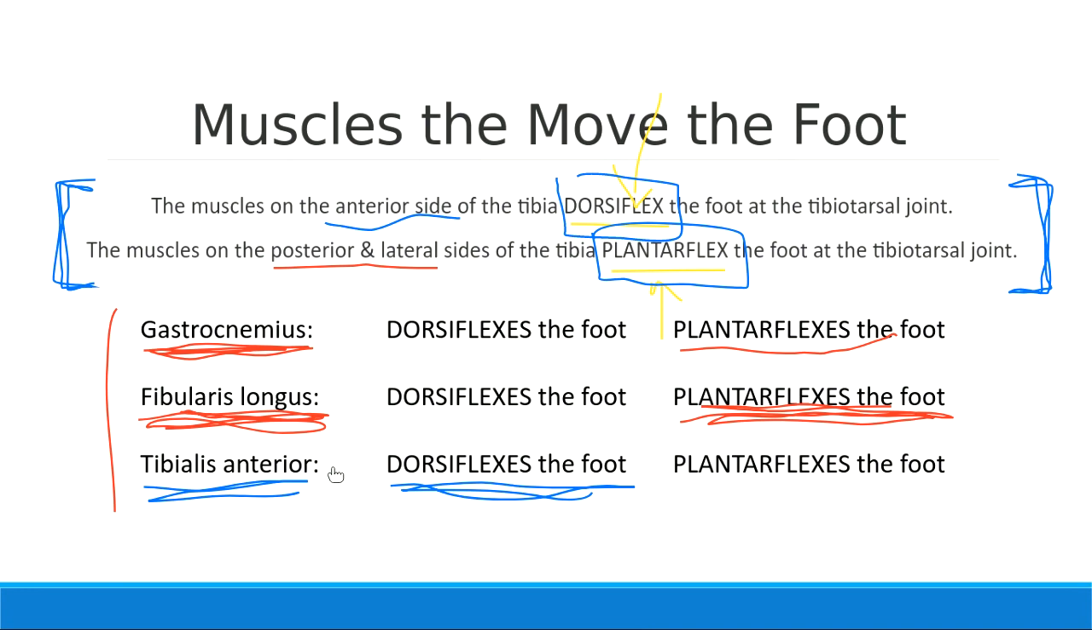So we're looking to see, am I moving the femur? Am I moving the tibia? That's what's going to help me to know which rule to use.